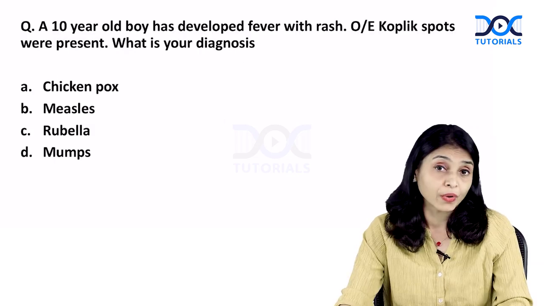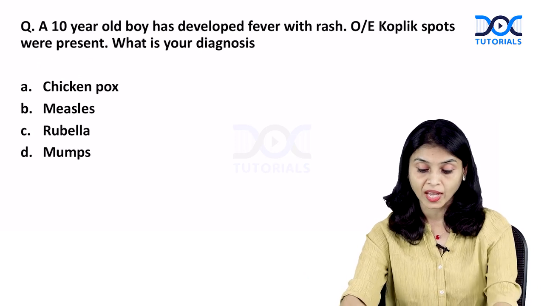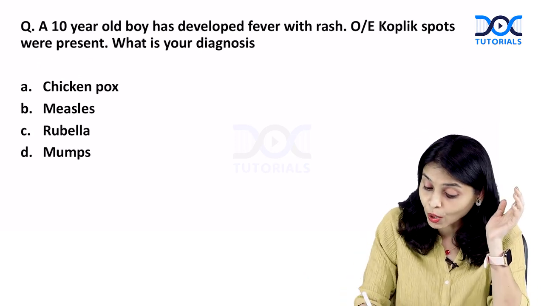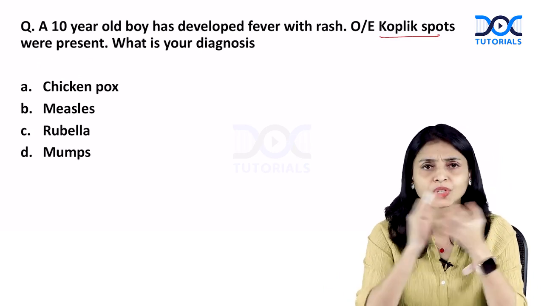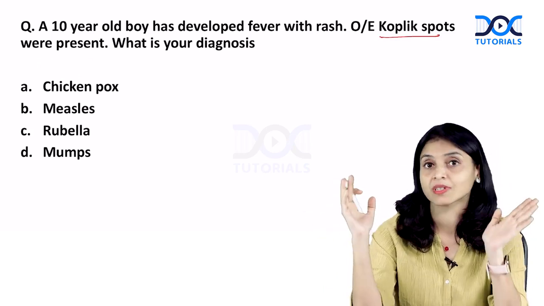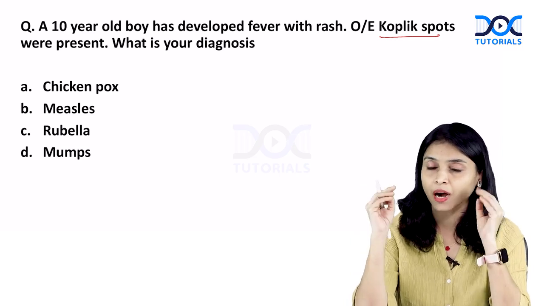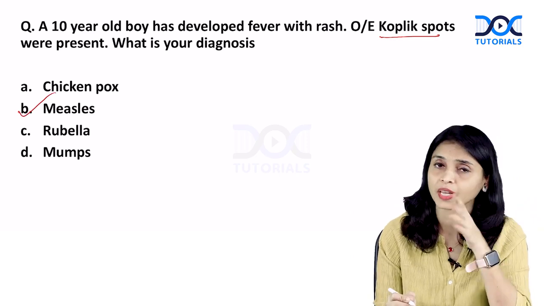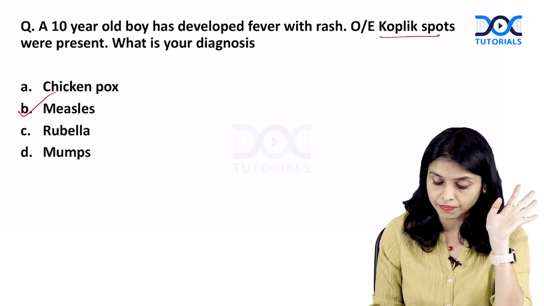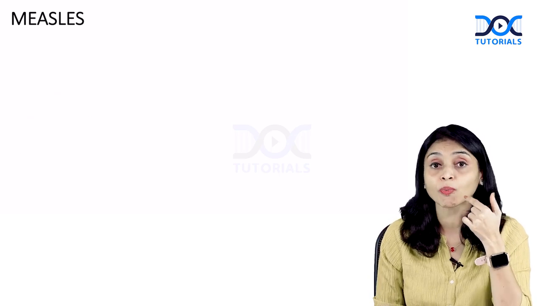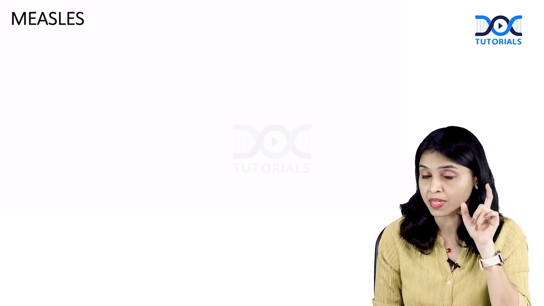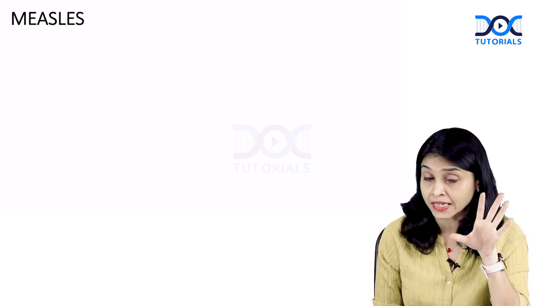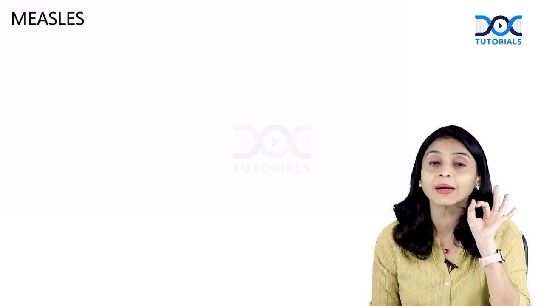Okay, moving on to the second question. A 10-year-old boy has developed fever with rash. On examination, very simple, Koplik spots were present. What is your diagnosis? Whenever you see Koplik spots, fever, rash, without any doubt, you can go for the answer, which is measles. This was a very simple question. In measles, Koplik spots appear as a prodromal symptom around 2 to 3 days before the rash appears, and they are pathognomonic of measles.